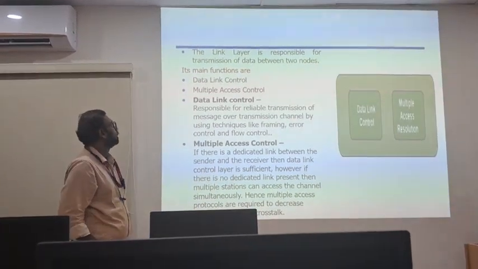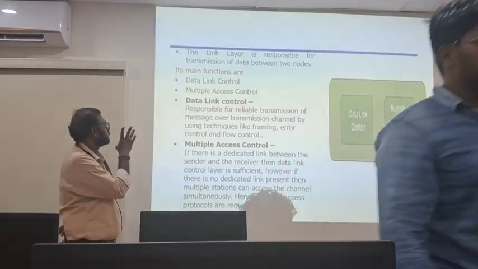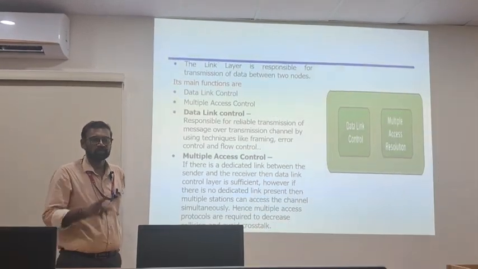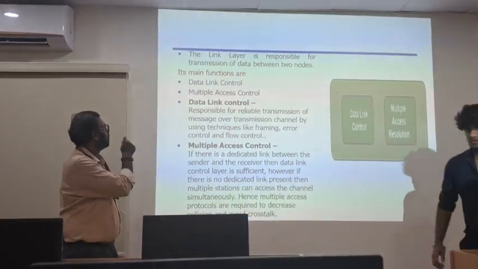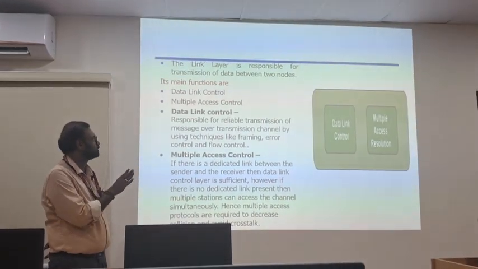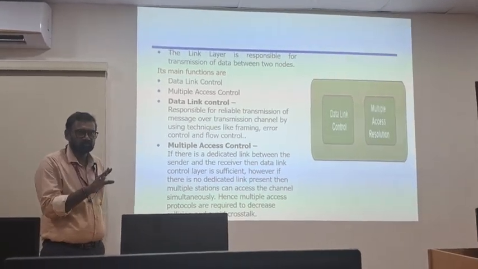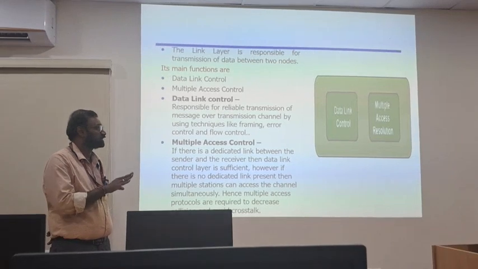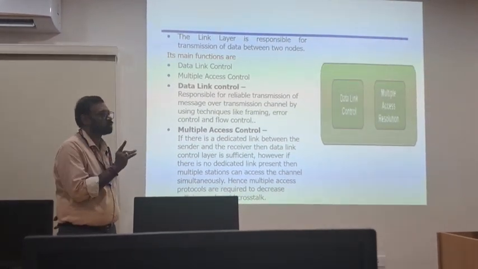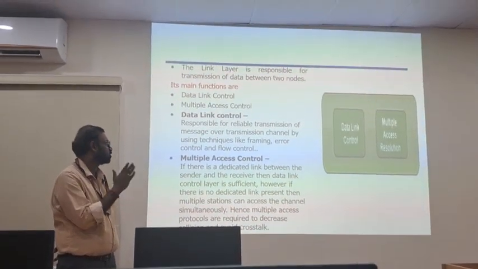There are 2 important functions the link layer is responsible for: data link control as well as media access control. So what is data link control? It is responsible for reliable transmission of data over the transmission media with some techniques. Data link techniques, which you are all familiar with: framing, error control, and flow control. We can discuss in the next slide what framing, error control, and flow control are.